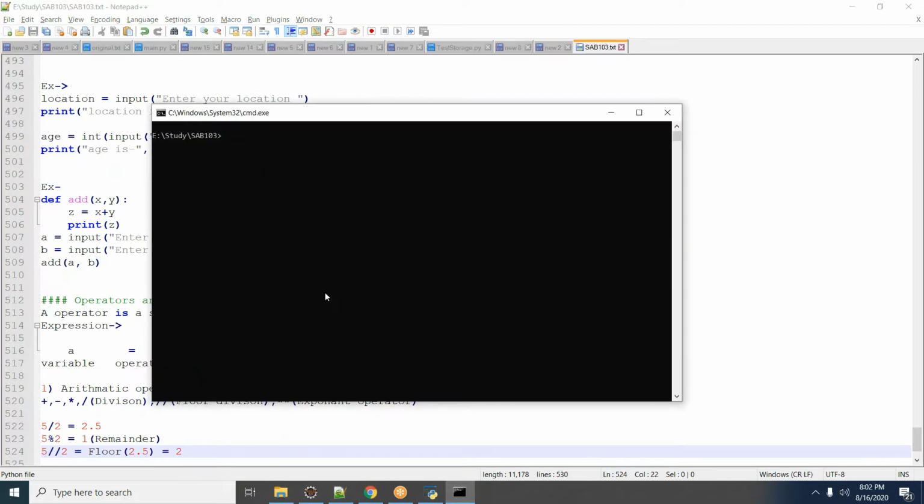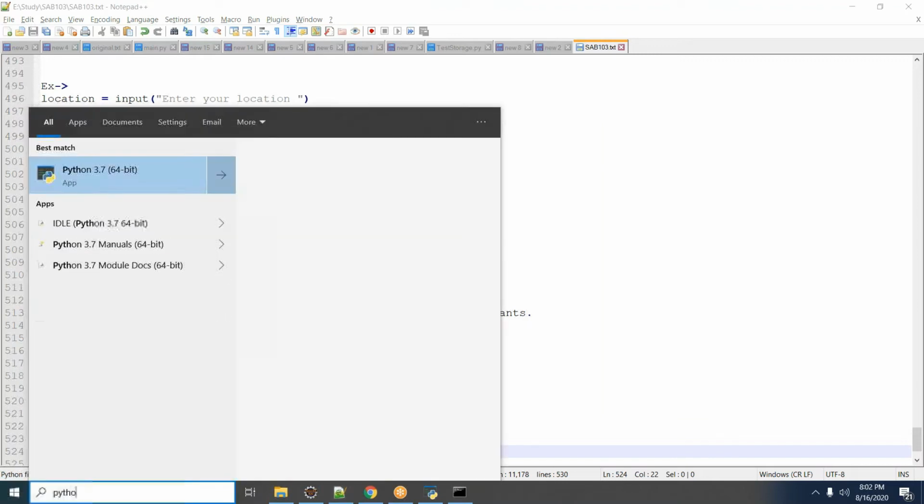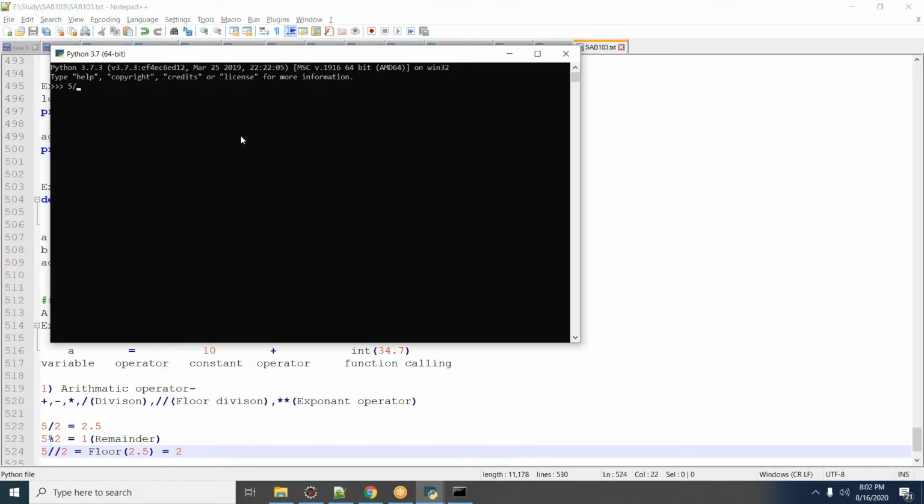We will discuss this floor and all. So first I will show you. This is just one line of Python code, that's why we will use this Python IDE. Let's say 5 divided by 2. It is giving me 2.5. 5 percent 2 will give me the remainder. 5 floor division 2 is giving me 2. So the output is as expected here.